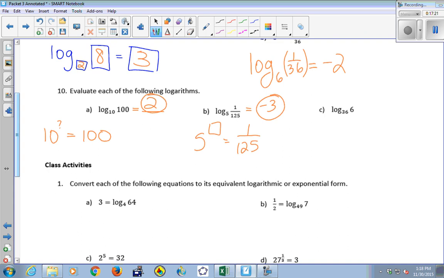Okay, log base 36 of 6. Right? So my base is 36. The exponent I don't know. What can I raise 36 to, to make a 6? The 1/2. Because raising to the 1/2 is the same thing as square rooting. So 1/2.